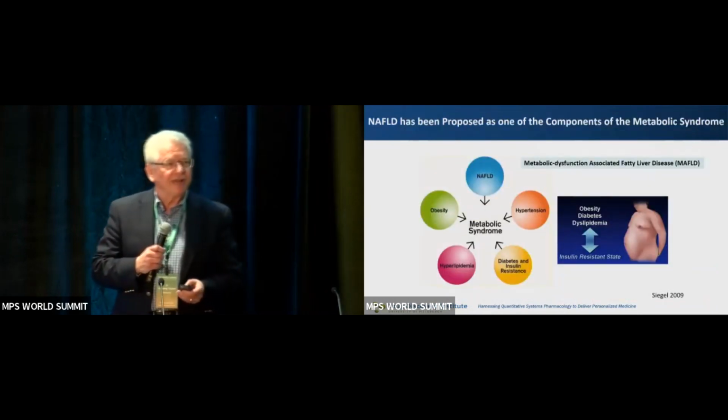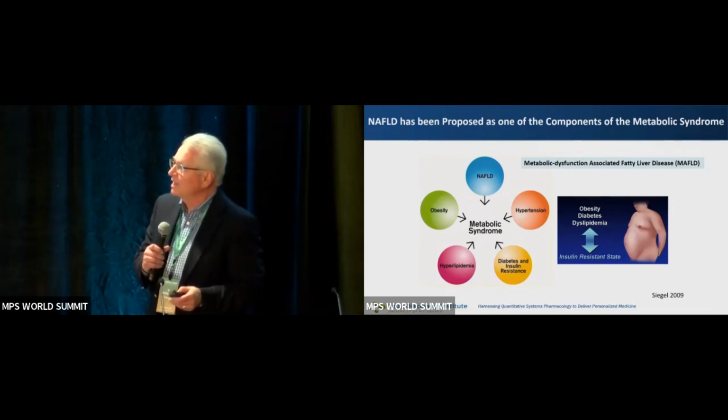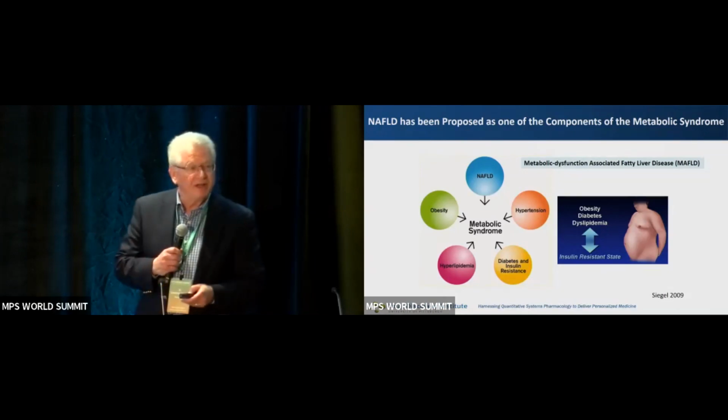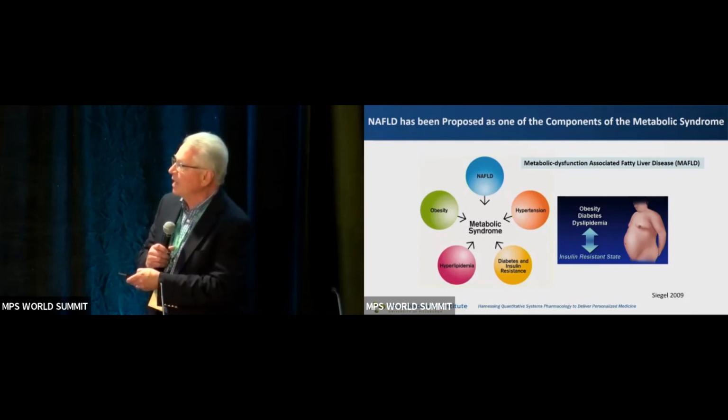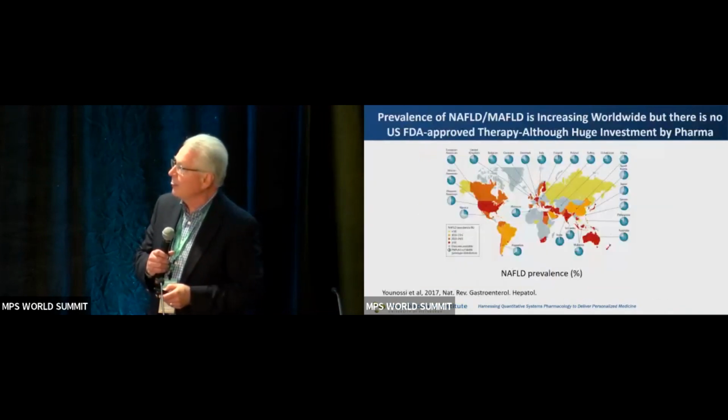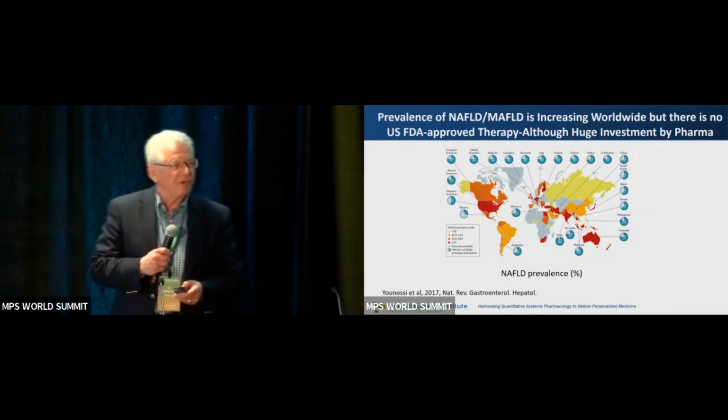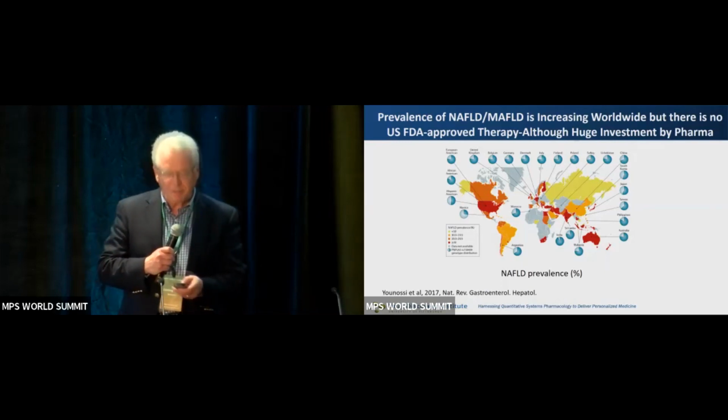To add insult to injury, NAFLD has recently been proposed as one of the components of the metabolic syndrome that includes obesity, lipidemia, diabetes and insulin resistance, and hypertension. And many in the field have suggested renaming NAFLD to metabolic dysfunction-associated fatty liver disease. The prevalence of NAFLD is increasing worldwide. And in fact, if you look at the red, that's equal to 30% or more prevalence in the population.